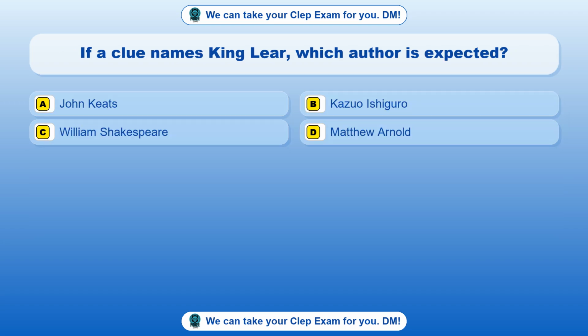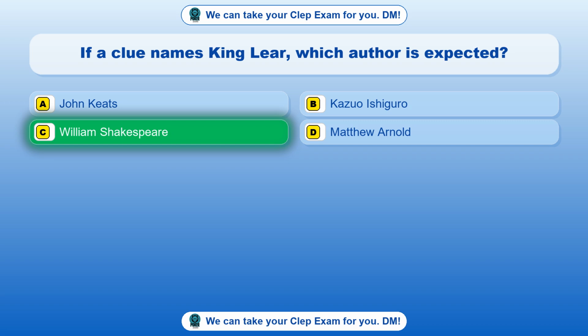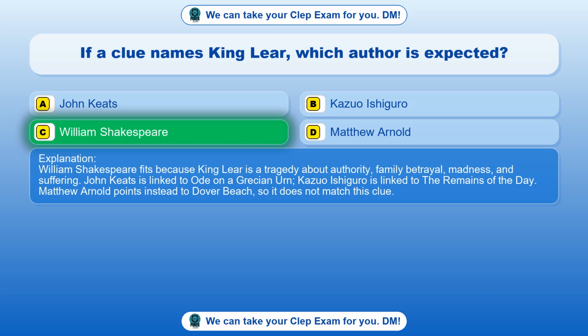Question 19. If a clue names King Lear, which author is expected? Option A. John Keats. Option B. Kazuo Ishiguro. Option C. William Shakespeare. Option D. Matthew Arnold. The correct answer is option C. William Shakespeare. William Shakespeare fits because King Lear is a tragedy about authority, family betrayal, madness, and suffering.